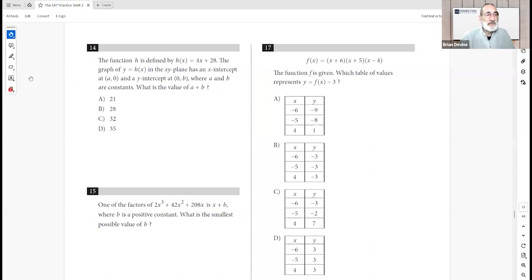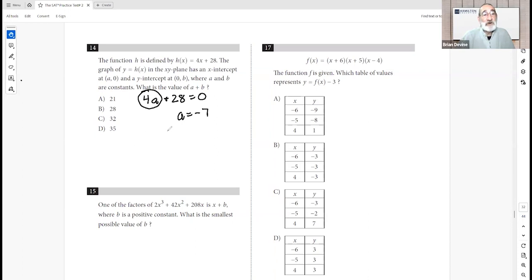Well, the x-intercept comes when y equals 0. So 4x plus 28 equals 0. Better yet, let me do it this way. 4a plus 28 equals 0 tells me that a has to be negative 7, because this thing would have to be negative 28.